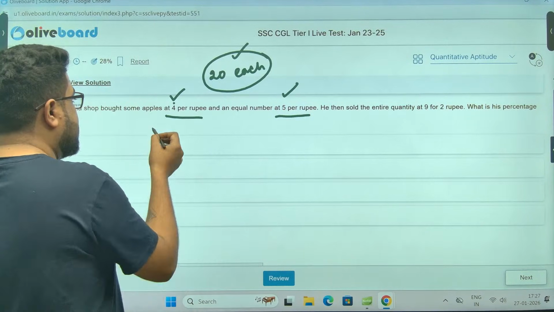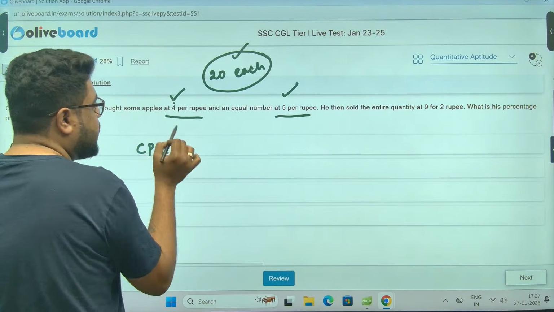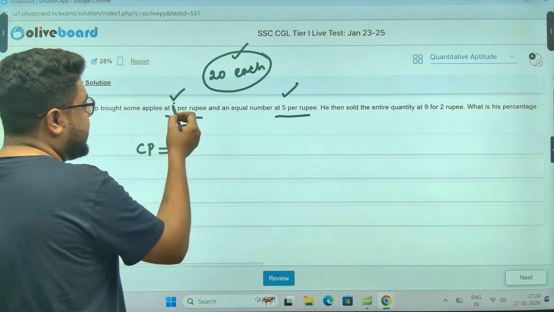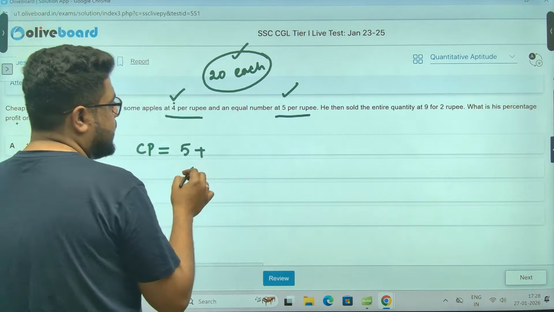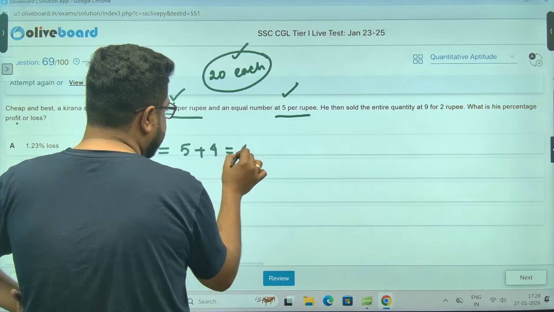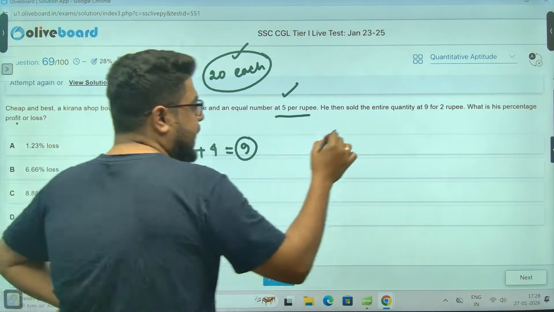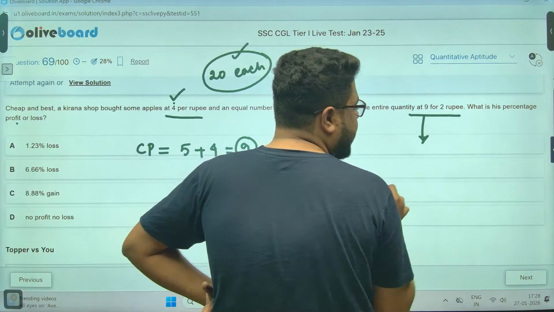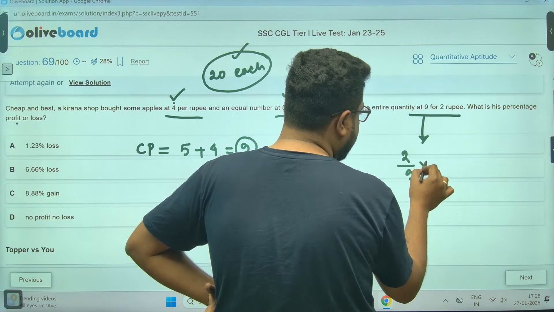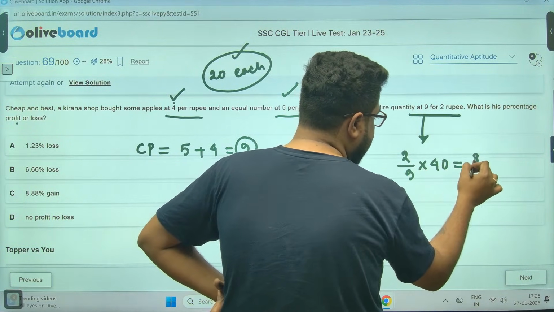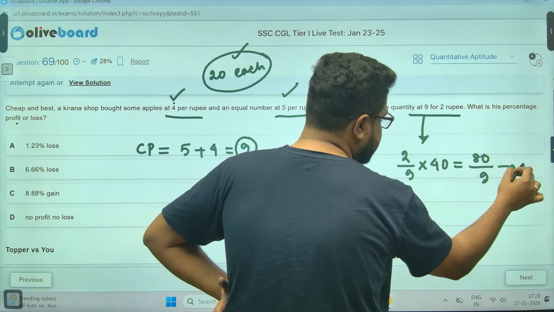Okay. So CP will be what, sir? At 4 per rupee, that's 5 rupees here, and at 5 per rupee, that's 4 here. So CP is 9 rupees. SP will be, sir, 9 for 2 rupees, so 1 for 2 by 9 rupee, 40 for this, 80 by 9. This is SP, sir.